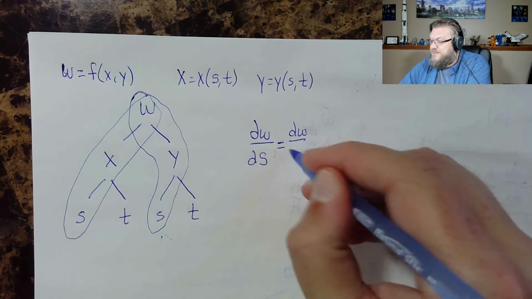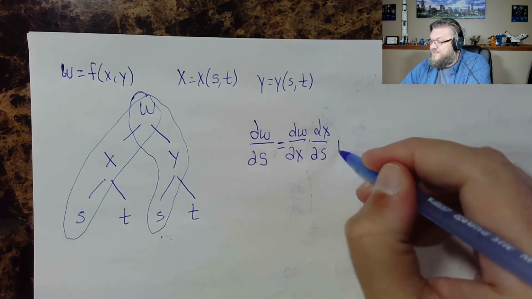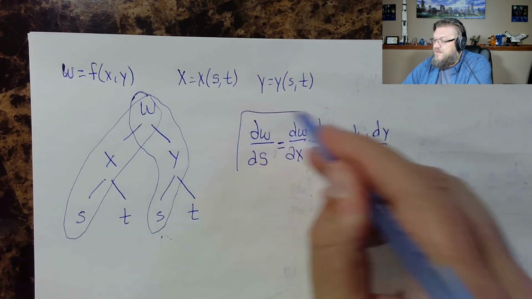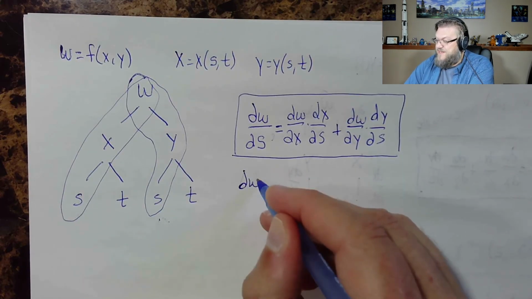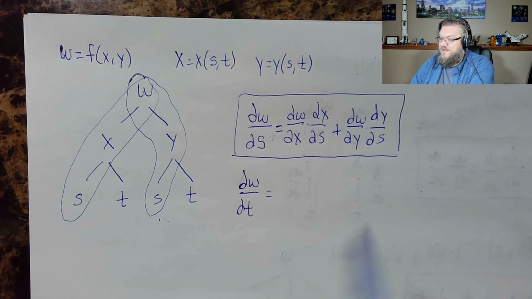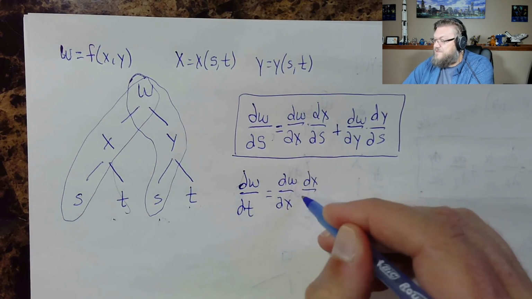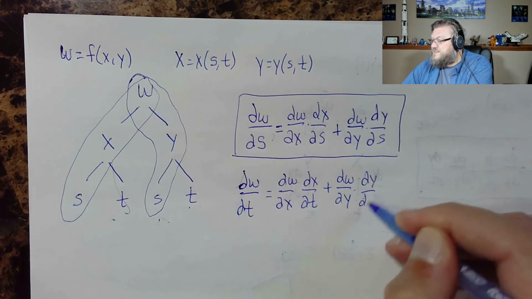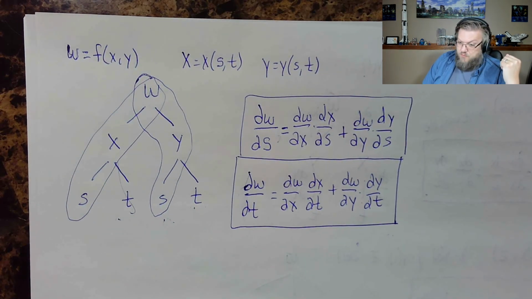Partial of W with respect to X times partial of X with respect to S. That's going down that branch. Plus partial W with respect to Y times partial Y with respect to S. And so that's the partial of W with respect to S. And I can find another partial, right? I could ask what's the partial of W with respect to T? That's the other variable. And so I can follow the same pattern there. Just follow these two branches. So I'm going to get partial W with respect to X, partial X with respect to T, plus partial W with respect to Y, times partial Y with respect to T. And so that is how the chain rule would work in that case.